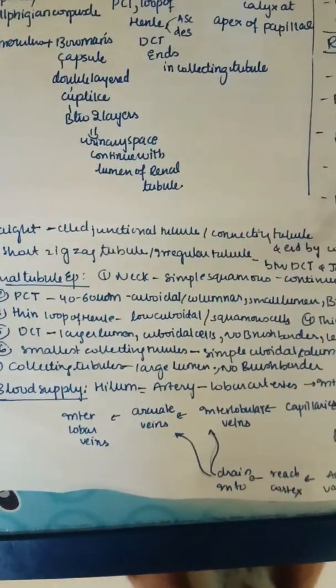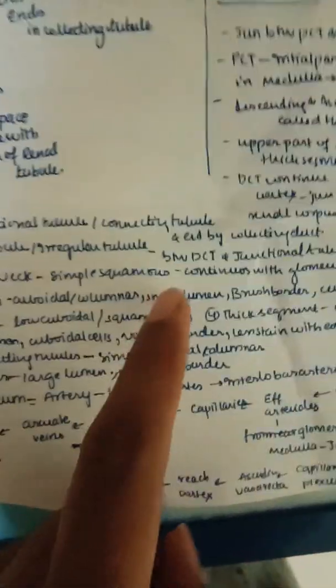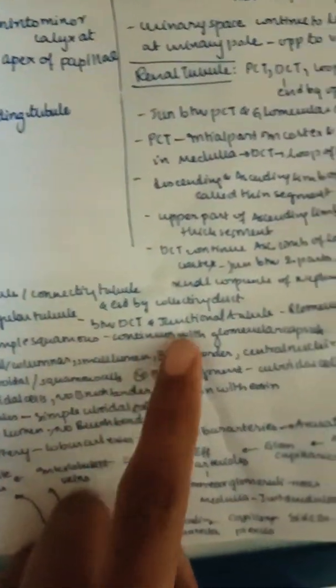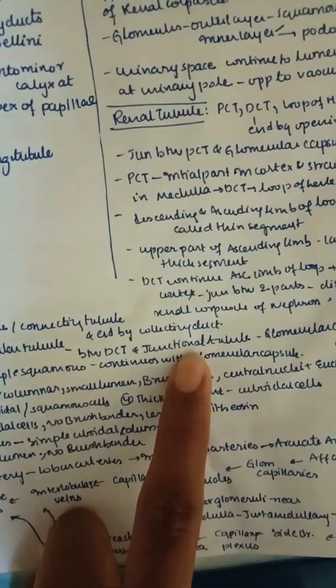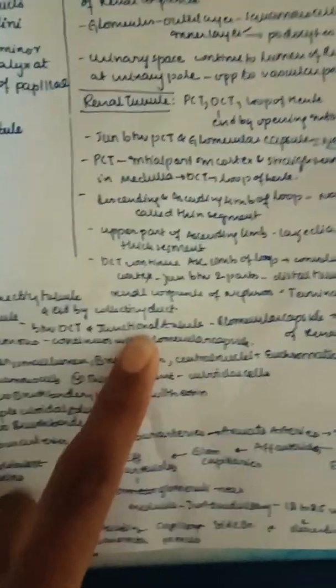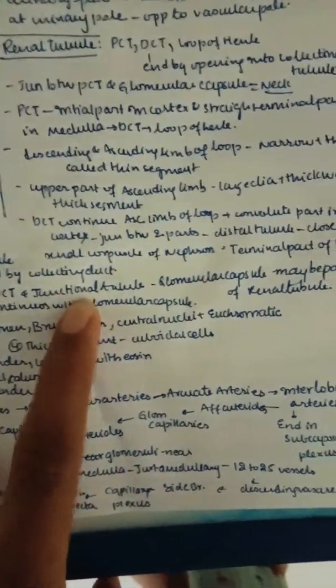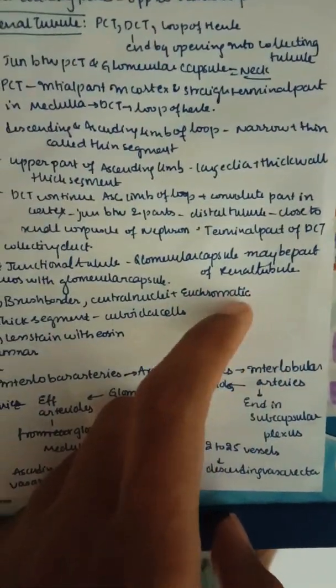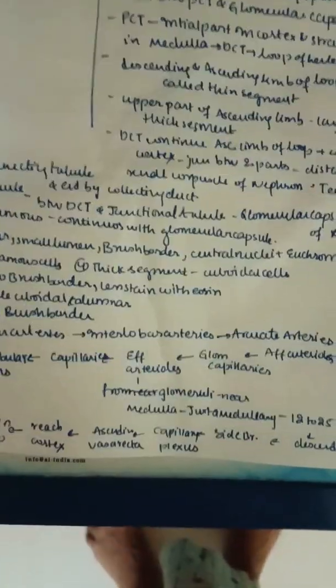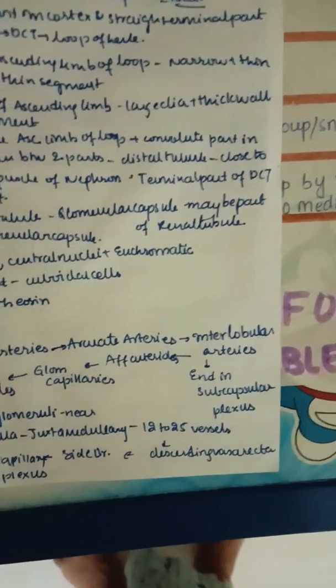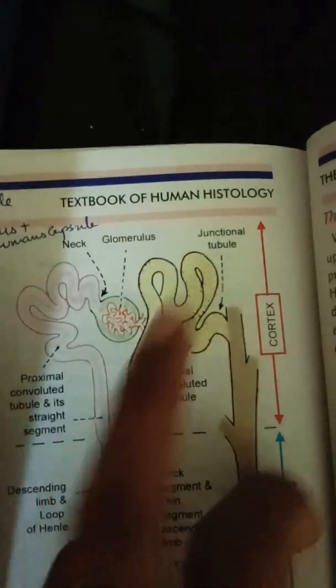Next we see there is a short zigzag tubule or irregular tubule between our DCT and the junctional tubule. So between the DCT and the junctional tubule there is one more zigzag tubule, and the glomerular capsule may be part of the renal tubule. So that's it, there is some zigzag structure between the DCT and the junctional tubule.